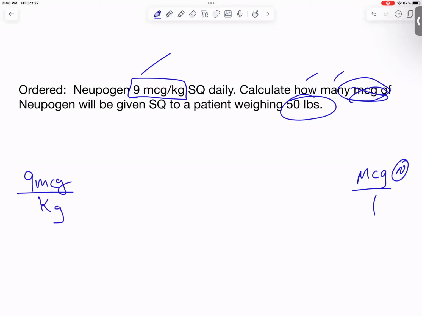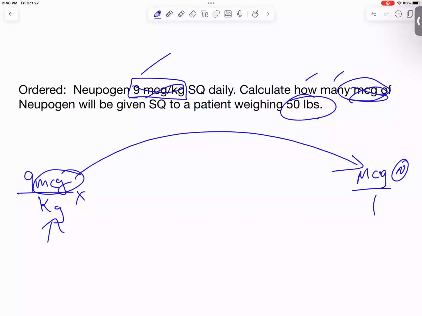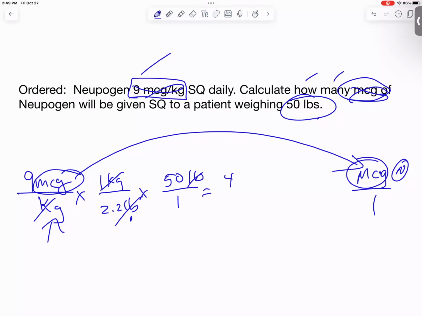So that's my two-factor order. I got a two-factor order, 9 micrograms per kilogram. I need micrograms, so I have it. So what's the big deal, right? But I got to get rid of kilograms. So how do I get rid of kilograms when the weight's in pounds? Well, 1 kilogram is 2.2 pounds. Gets rid of my kilograms. And I get rid of pounds by using the patient's weight, 50 pounds over 1. Now I look at my problem. Everything has been eliminated except for what I need, which is my micrograms. So now it's just math. When we do the math across the top, it's 450, and 2.2, and divided is 204.54.